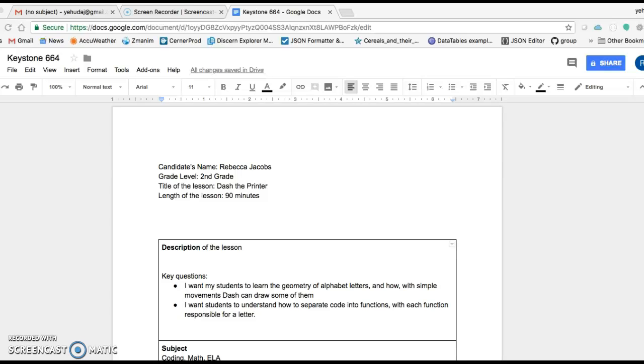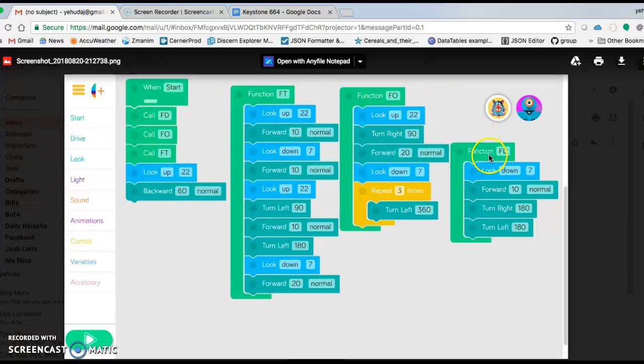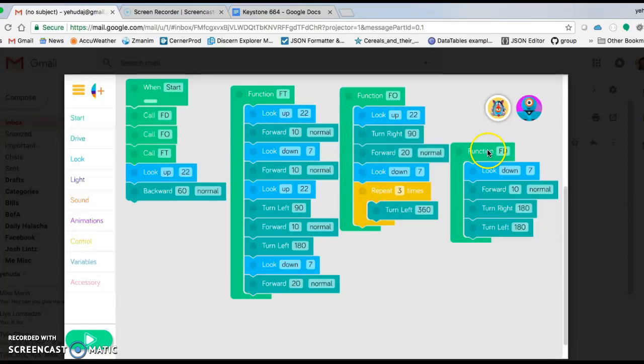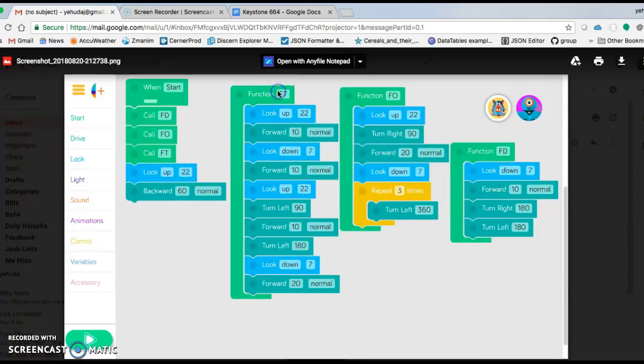We will talk about how Dash's head and its vertical movements will control the print head, pun intended, and determine whether it will draw or not. We will talk about function encapsulation. Each letter has its own function. A D has its own function. An O has its own function. A T has its own function. As a group discussion, we will talk about which blocks of code go in the functions versus outside the functions.